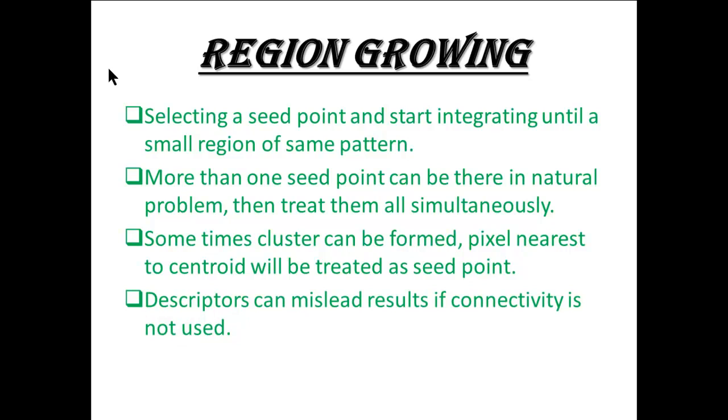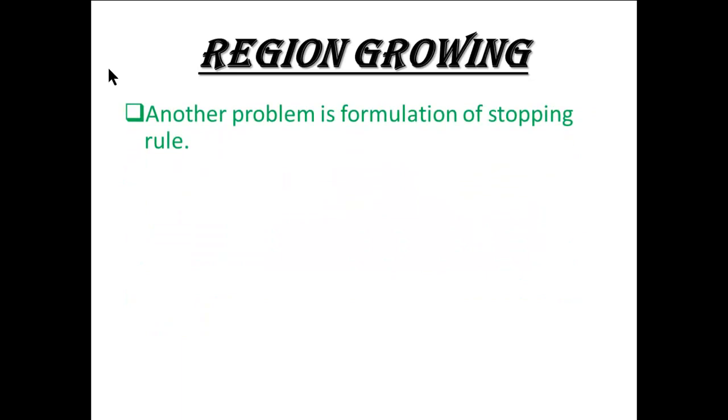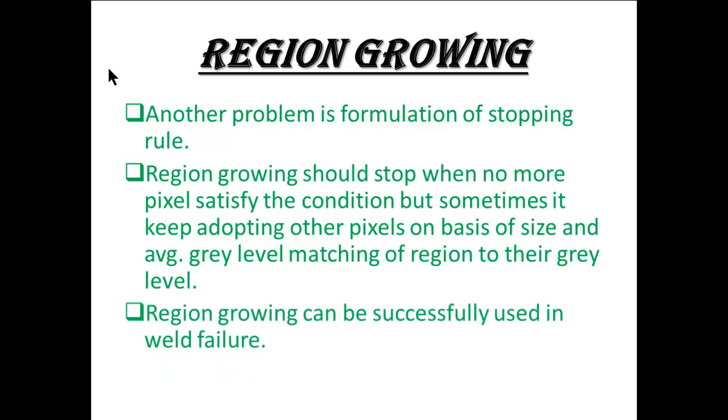Descriptors can mislead results if connectivity is not used. Another problem is the formulation of a stopping rule. Region growing should stop when no more pixels satisfy the condition, but sometimes it keeps adopting other pixels on the basis of size and average gray level matching of the region to their gray level. Region growing can be successfully used in weld failure.